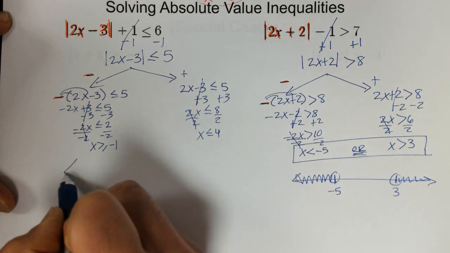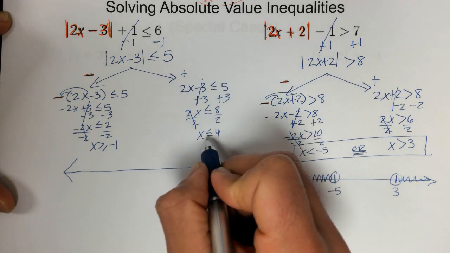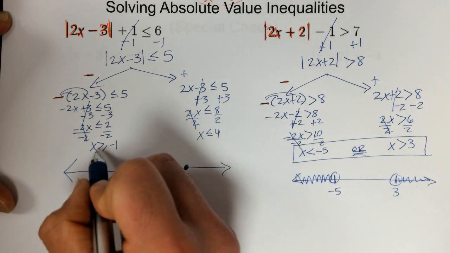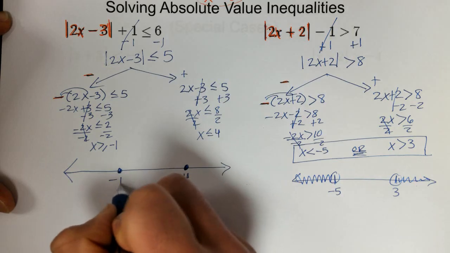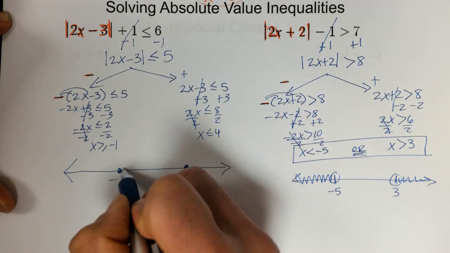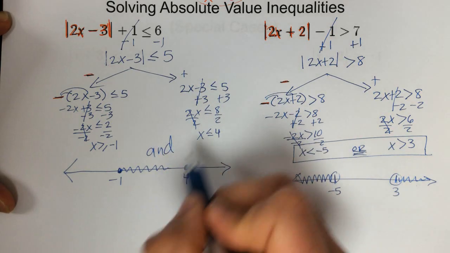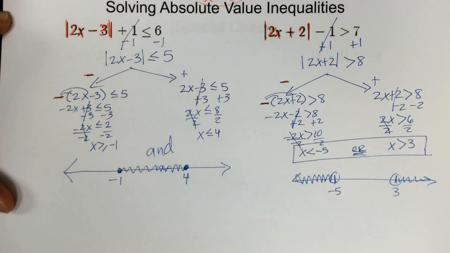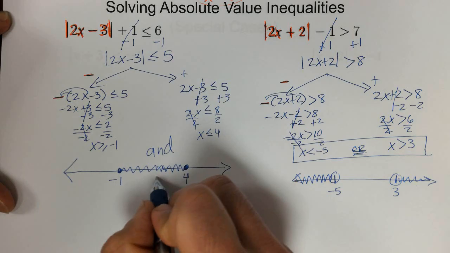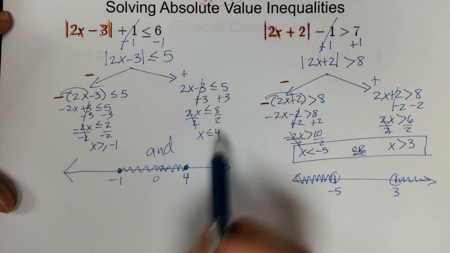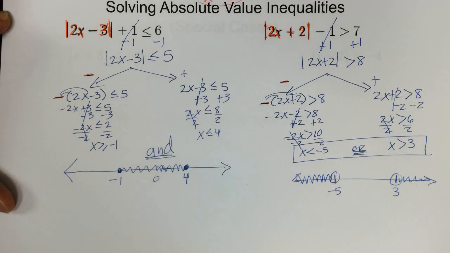So when I graph these, I got x is less than or equal to 4. It includes 4, and it also includes negative 1. Here it's greater than negative 1, and, keyword, less than 4. Right? If I plug in a number here like 0, 0 is greater than negative 1, and at the same time it's less than 4. And is a key word here.